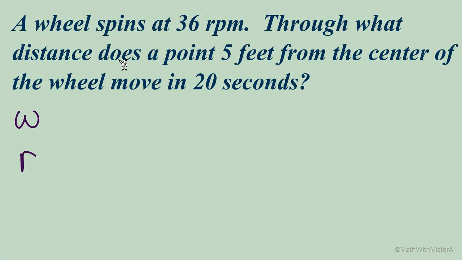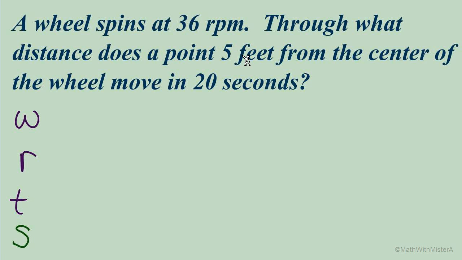r, we have radius. That's the distance from center. So this point 5 feet from the center of the wheel is a reference to our radius being 5 feet. We're interested in what's going on within 20 seconds, so we're also given time. What is it that we're looking for? Through what distance does this point travel? And when it comes to distance, in the context of these problems, that is arc length, s. So we need to find s, and we're given omega, r, and t.